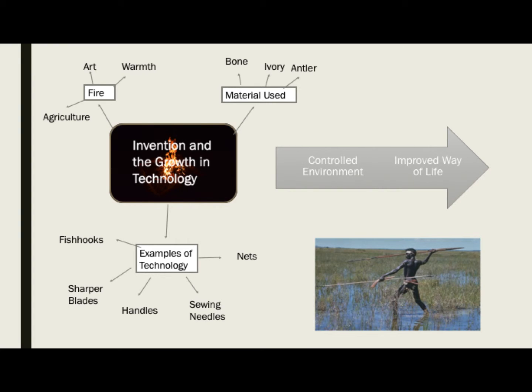They were also able to cut down trees and use that for a variety of different reasons, and this made life much simpler. Sewing needles also became common. They were made out of antler or ivory or bones, and this also helped improve the way of life. All these examples show how hunter-gatherers were controlling their environment rather than having their environment controlling them. This drastically improved their way of life.